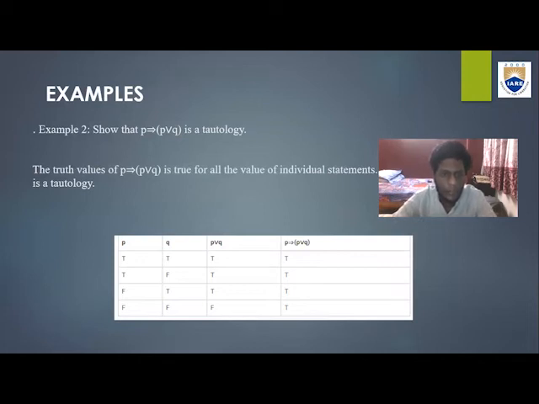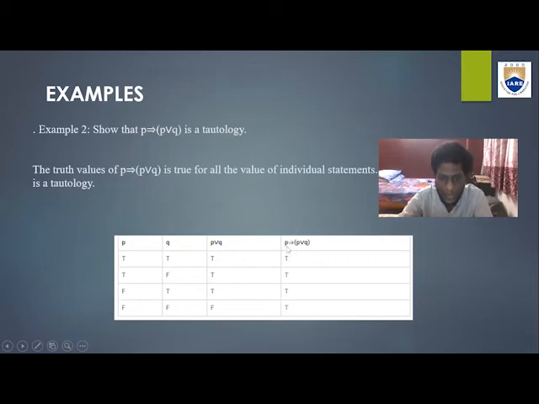Show that P implies the whole of P or Q. Let us look at the table first. The values of P are true, true, false, false, and the values of Q are true, false, true, false. Now P or Q: true and true becomes true, true and false becomes true, false and true becomes true, and only false and false will become false, which means for P or Q any one value should be true. In the last row, both of the values are false. So we get true, true, true, and the last value is false.